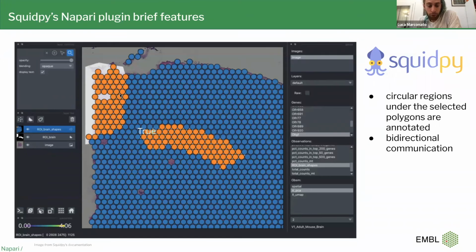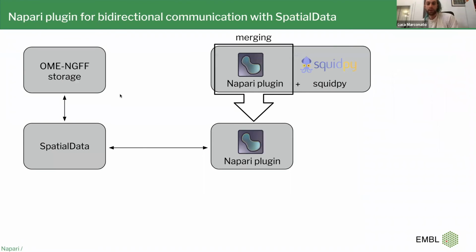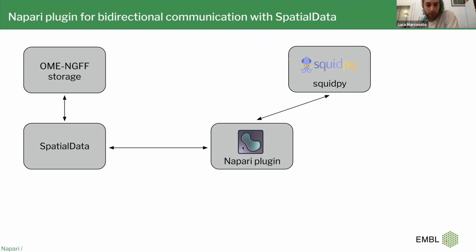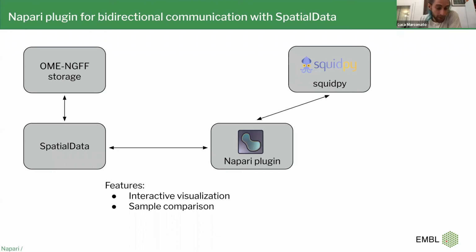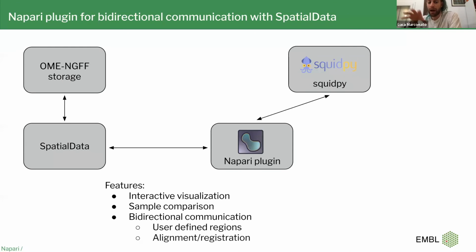So what we want to do is to extend this to spatial data so that Napari is actually working with the spatial data object and is supporting also all the methods that were developed before. So it will also interface with Squidpy. And on top of this, we have extra features. So not just interactive visualization, but also sample comparison in the case in which you have organoids, and better bidirectional communication. So you can define regions and save them in the spatial data object. You can also align layers. You can do some registrations within the power of Napari.